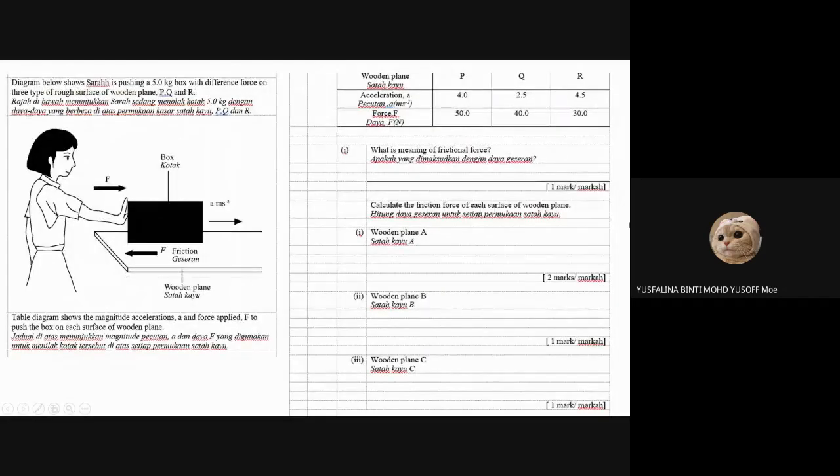Okay, so for the next question, the diagram below shows Sarah pushing a 5 kilogram box with different force on 3 types of rough surface of wooden plane P, Q, and R. The table shows the magnitude of acceleration and force applied F to push the box on each surface of wooden plane. So that's why I said you have to remember all the meanings of physics quantity. They ask you for a definition. What is the meaning of frictional force?